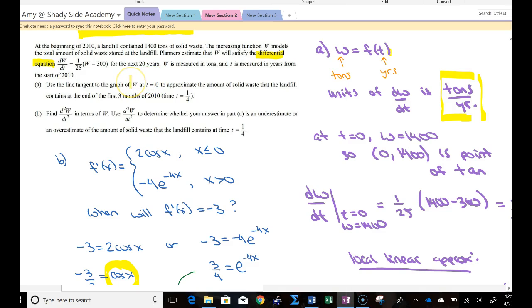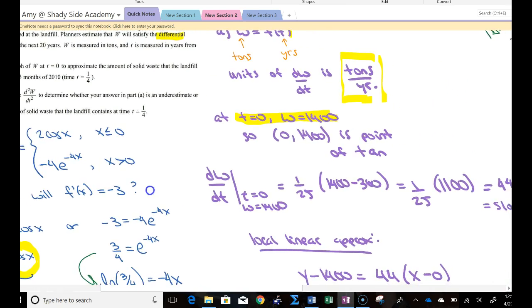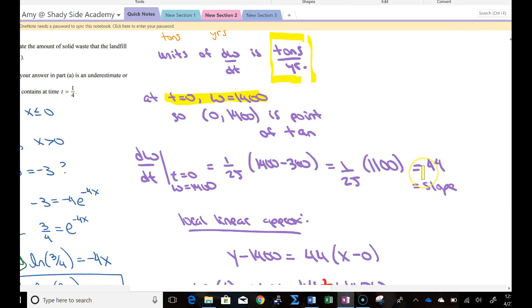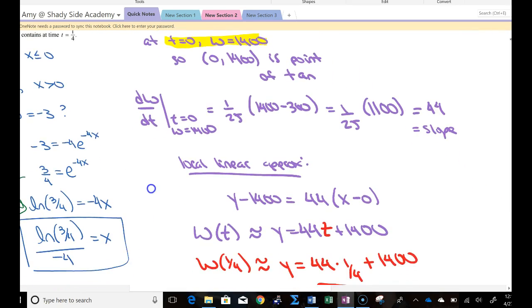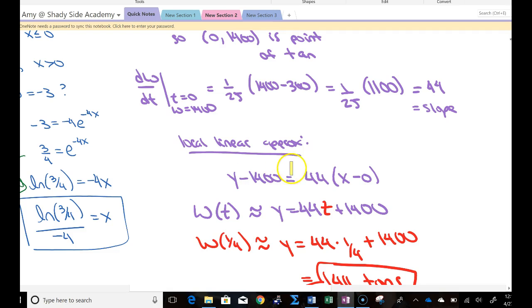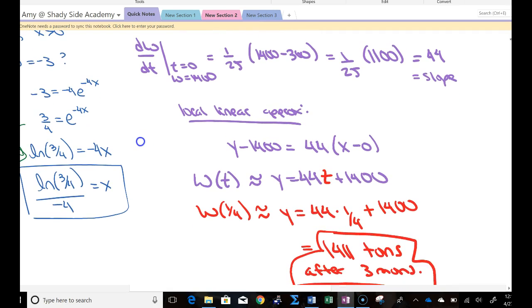I have to find a line tangent to the W graph, which we are not given, by the way. A line tangent to the W function at time t equals 0. Well, at time t equals 0, the tonnage of waste is 1,400. We were told that, so that's the point of tangency. The question is, what is the slope of the line tangent? Well, dW by dt at that point of tangency, 44, is the slope. So the local linear approximation is y minus 1,400 equals 44 times x minus 0.